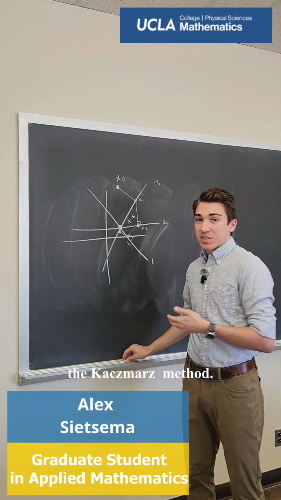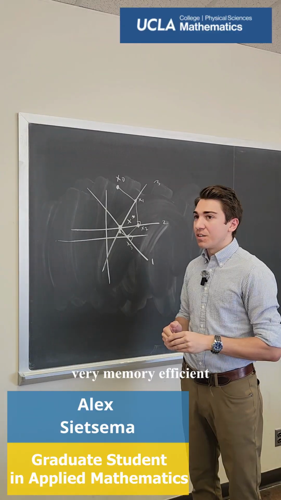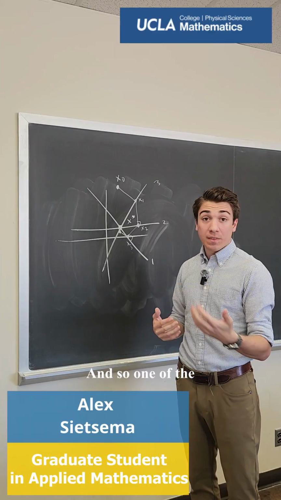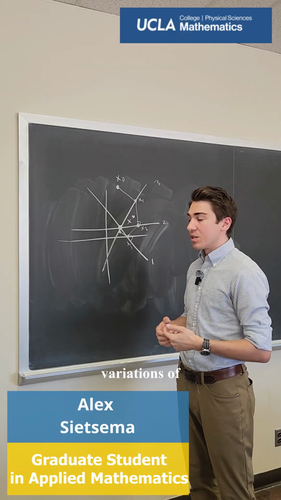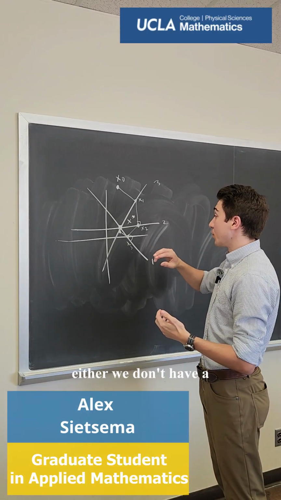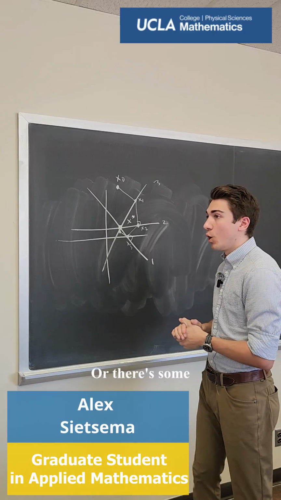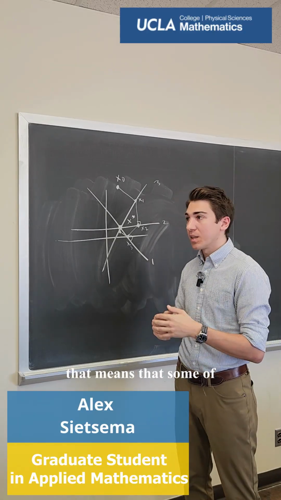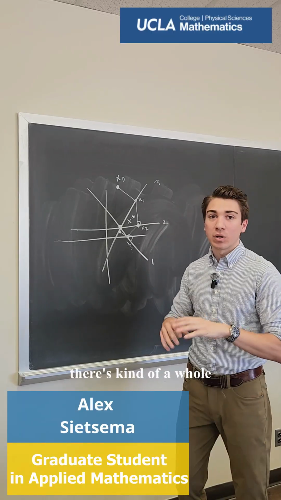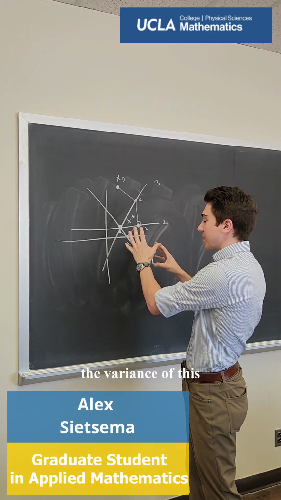And so this is a method known as the Kaczmarz method. It was discovered sometime in the 1930s. And it's a very memory efficient solver for solving linear systems. And so one of the things that I study is variations of this method for other situations. So maybe either we don't have a true solution to the system, maybe we only have some approximate solution, or there's some noise in our system that means that some of our rows are not as reliable. And so there's a whole class of methods based around better understanding variance of this kind of a process.